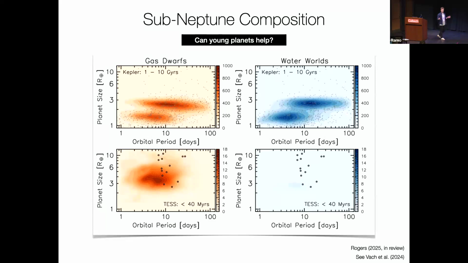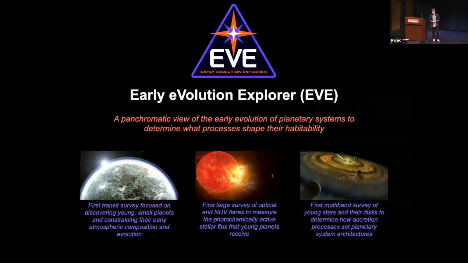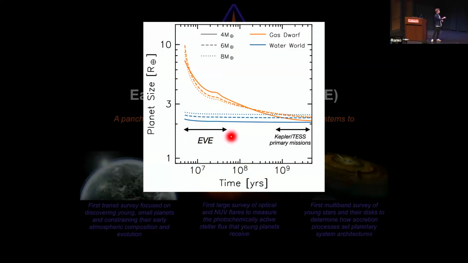So wouldn't it be amazing if there was a dedicated transit survey, perhaps from a small Explorer mission concept, to go and actually find these young sub-Neptunes? We heard from Ward earlier yesterday about the Early Evolution Explorer, or EVE. One of the science cases for this mission is a dedicated transit survey of very young exoplanet host stars. And we're really trying to probe this age range here, less than maybe 100 million years, where exactly these models are not degenerate, where they completely diverge. And so I'm going to argue that young planets really are the way that we can answer this question.